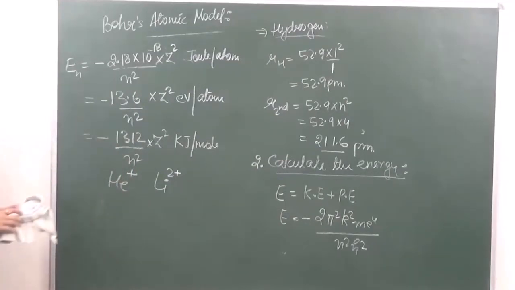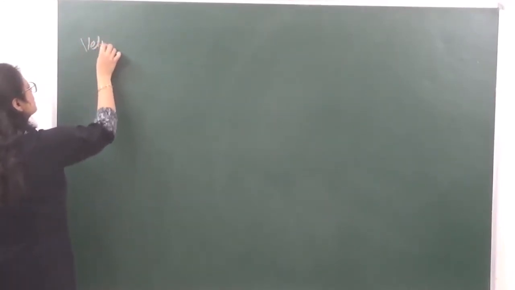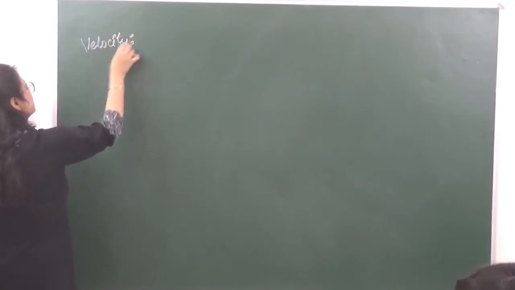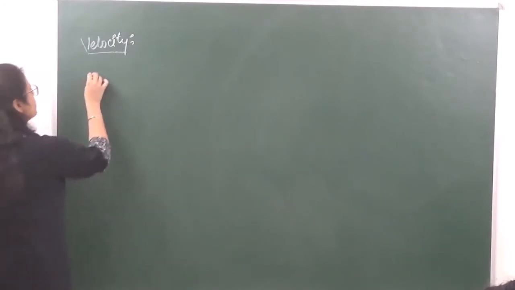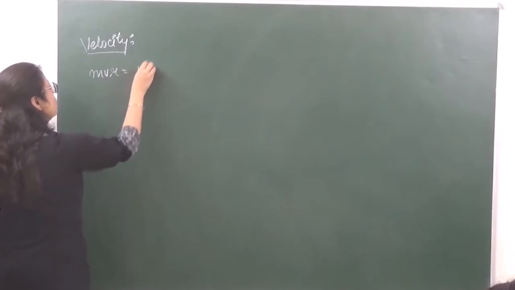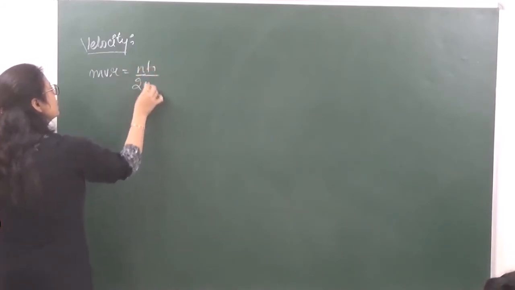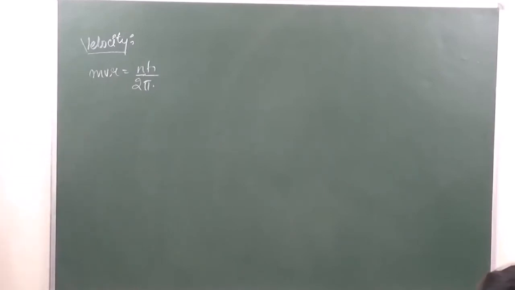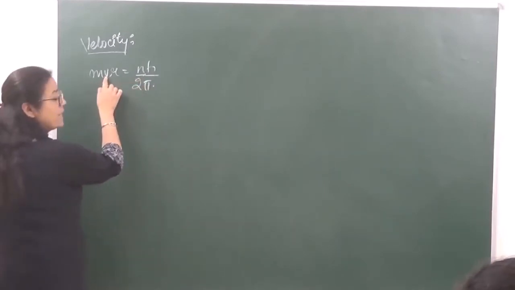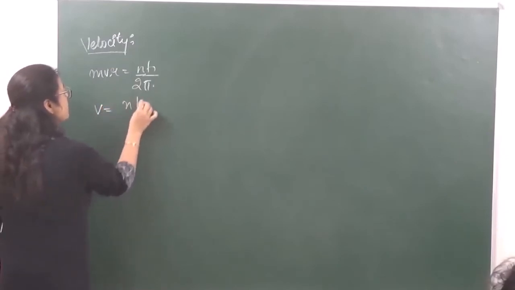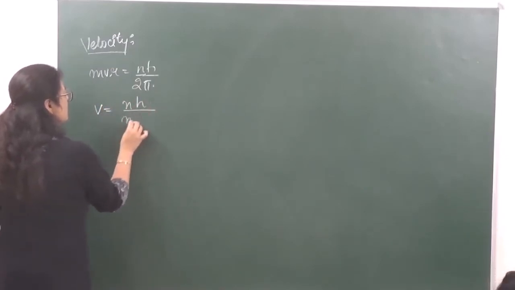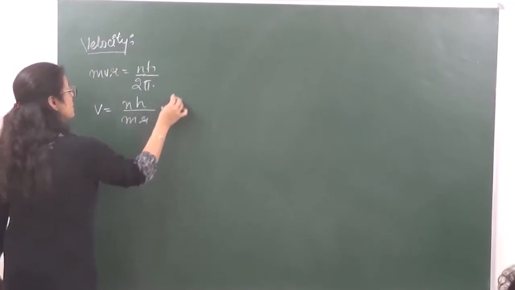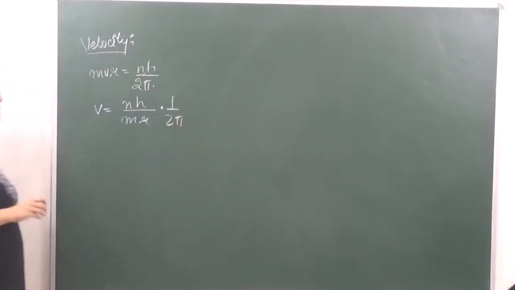Then the third application was to calculate the velocity of the electron. Talking of the velocity of the electron, we already know that the angular momentum of the electron is given as what? mvr, that is equal to nh upon 2 pi. Okay? So to calculate the velocity, velocity in this case will become equal to nh upon mr into 1 upon 2 pi.